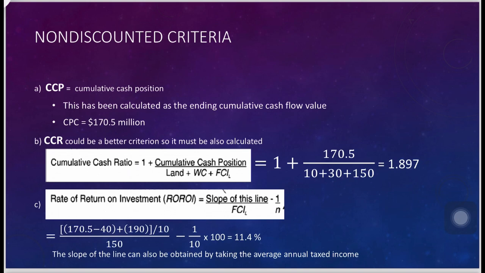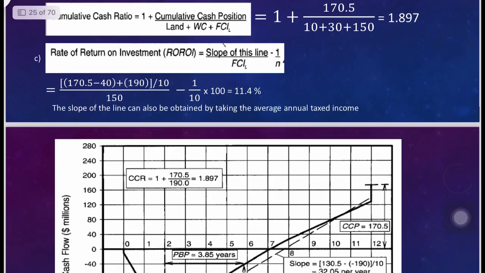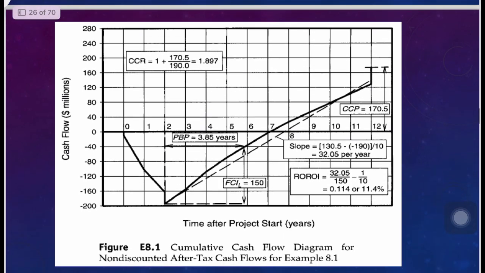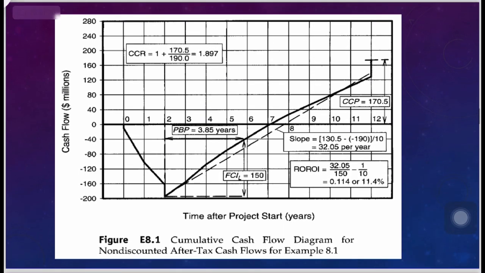So the slope of the line can also be obtained by taking the average annual taxed income. Okay? So that is your ROI. So this is what it looks like. As you can see, the slope is 32.05 per year.